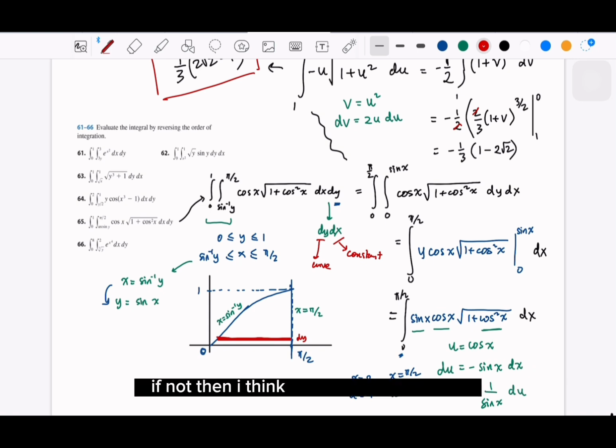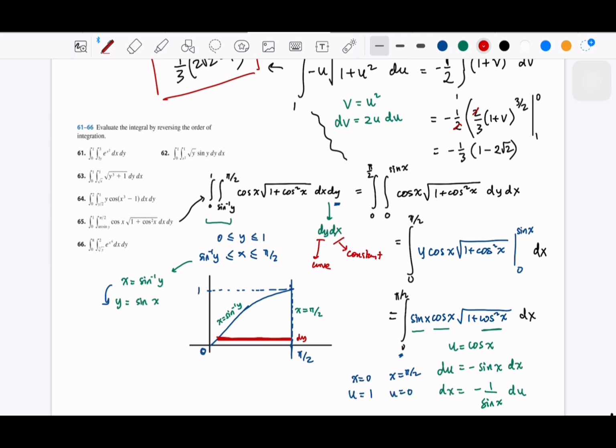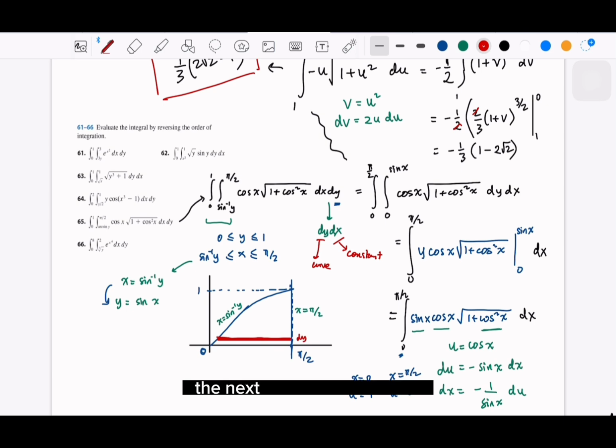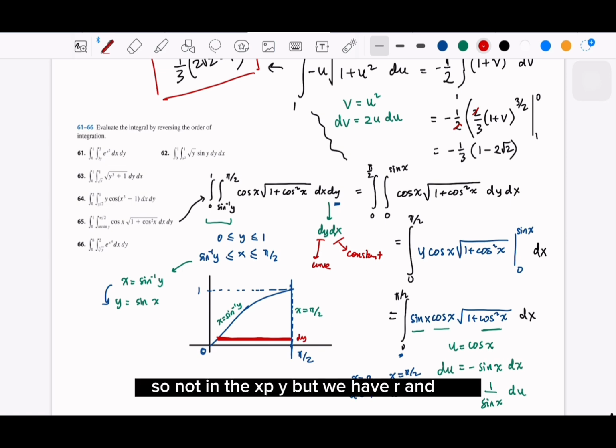If not, then I think I will end up until here. So next week, we are going to focus more on the next section, which is still the double integral but with polar. So not in dx dy, but we have r and theta.